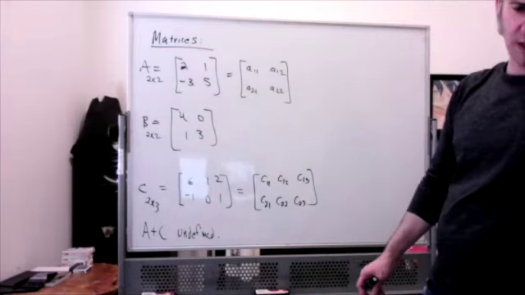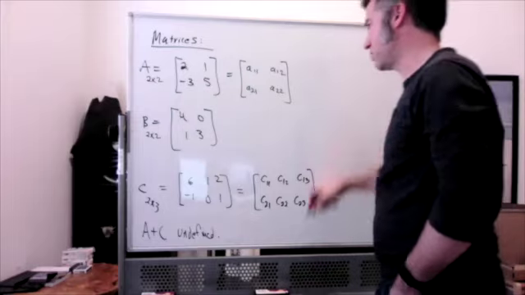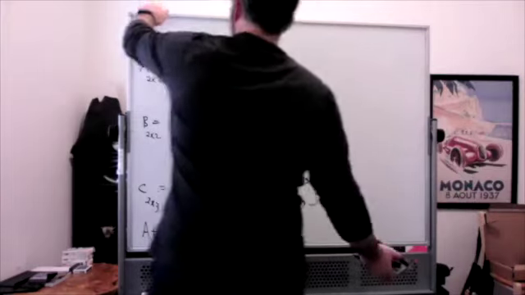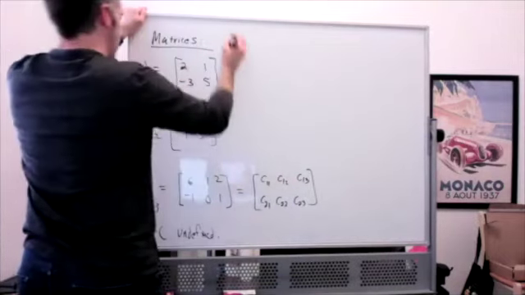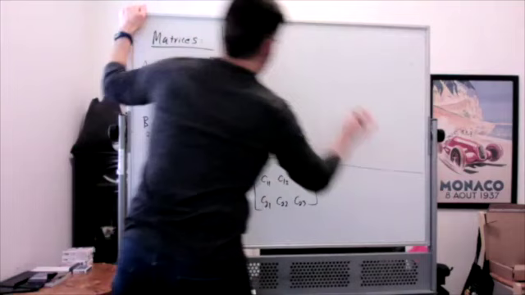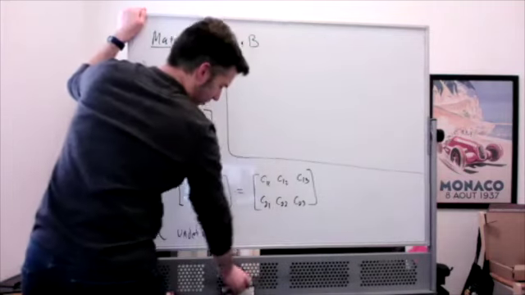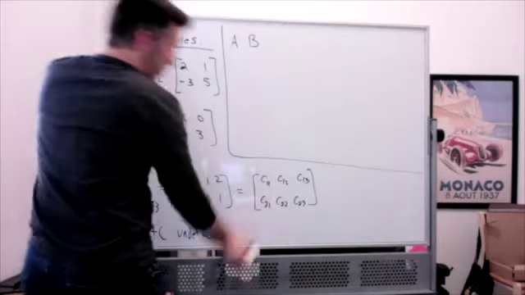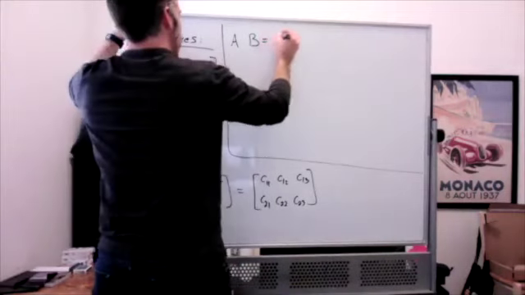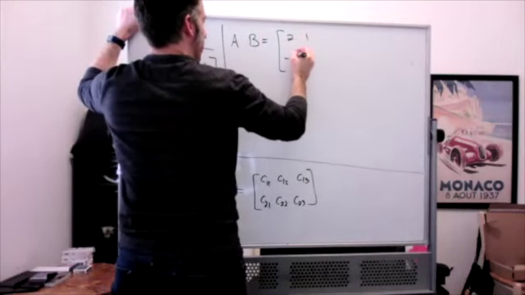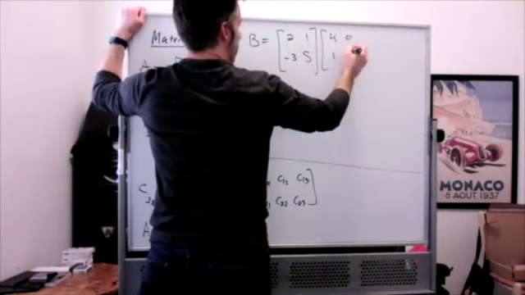What else do I want to say here? Matrix multiplication. So let's multiply some matrices. So let's do A times B. Usually there's no multiplication symbol, so we just write AB, and we mean A times B. And that's going to be the matrix 2, 1, negative 3, 5 times 4, 0, 1, 3.